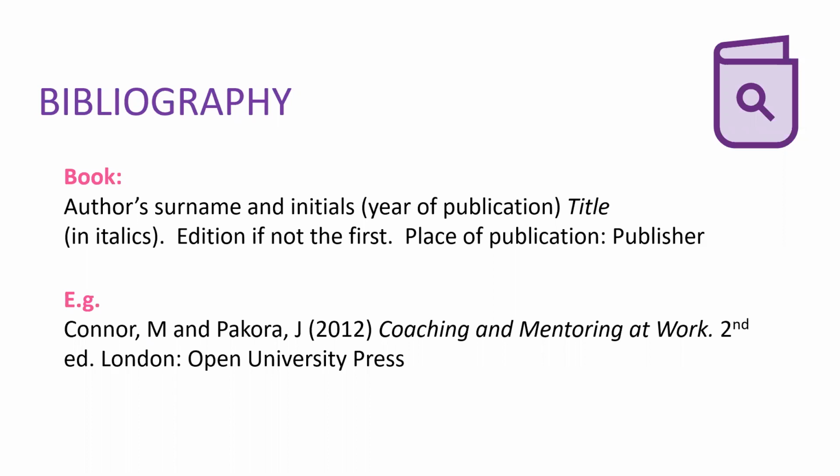The way that you do it is that you list in alphabetical order all the different sources, and they should look like this. So you've got the author's surname and the initials, then the year of publication, then you show the title in italics, and then the edition if it's not the first edition, the place of publication, so the city, and then the publisher. So there's an example here. And this is how you would show a book. And if there's more than one source by the same author, you list the earliest one first.